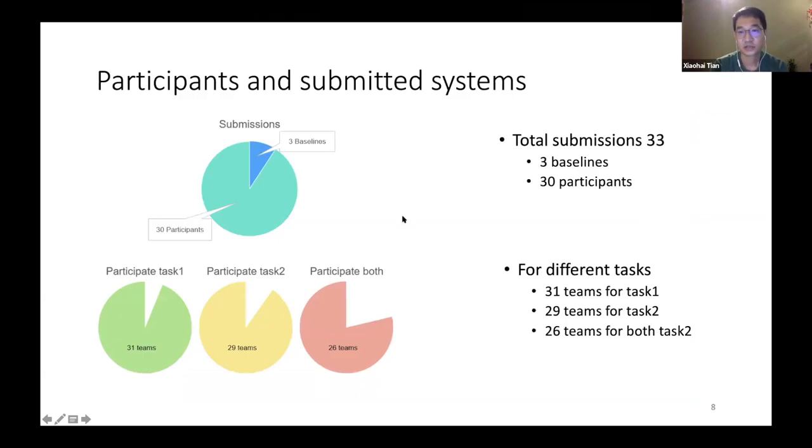In total, 33 teams submitted their systems, including three baselines and 30 other participants. As mentioned, this year's challenge has two tasks, monolingual and cross-lingual voice conversion. There are 31 teams that participated in task one and 29 teams in task two, while 26 teams submitted their systems for both.